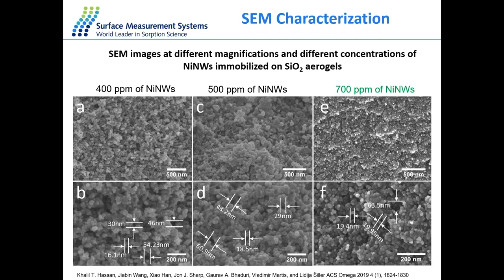SEM images of the nickel nanowire composites confirm the mesoporous nature of the support. Estimation of the pore diameter from SEM images shows that the majority of these pores are in the range between 2 and 50 nanometers. This is clearly shown for the 400 ppm nickel nanowires and 500 ppm nanowires. If you look at the 700 ppm nanowires, besides the mesopores, we also see some macropores, because you can observe pores which are larger than 50 nanometers in this case.